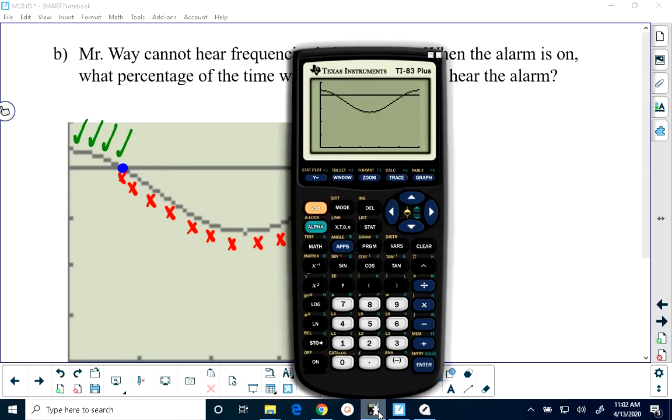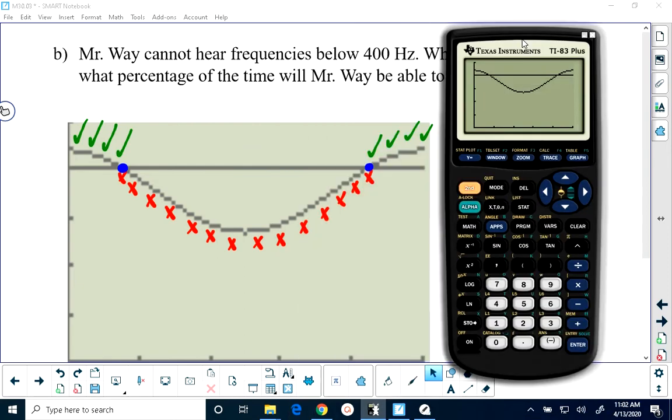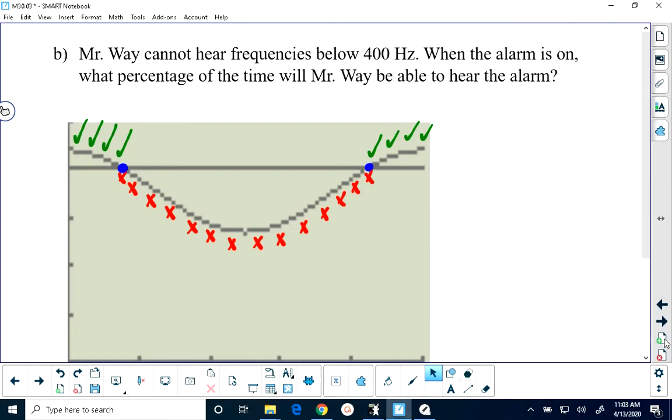So how are we going to find those? Well, it's really not that difficult. You're going to go to second trace, which is your calculate menu, choose intersect. Whichever point of intersection you want to find the coordinates of, just go closer to it. For whatever reason, I happen to be very close to the one on the left right now, so when I hit enter 3 times, I get 1.61 seconds.